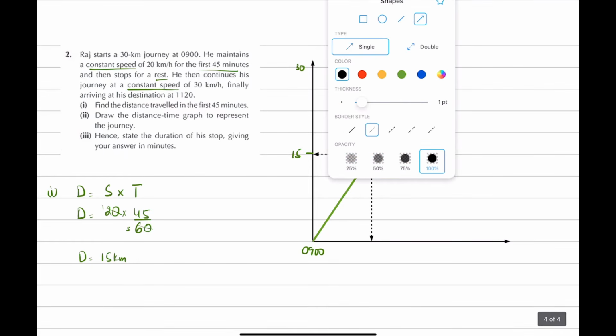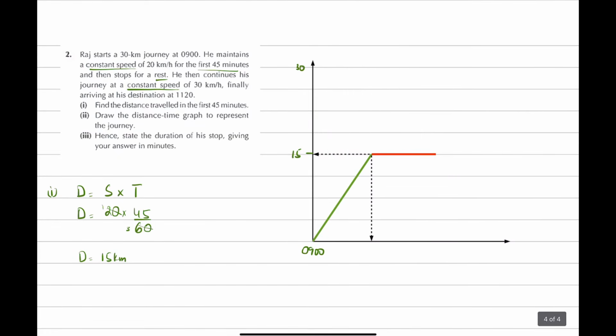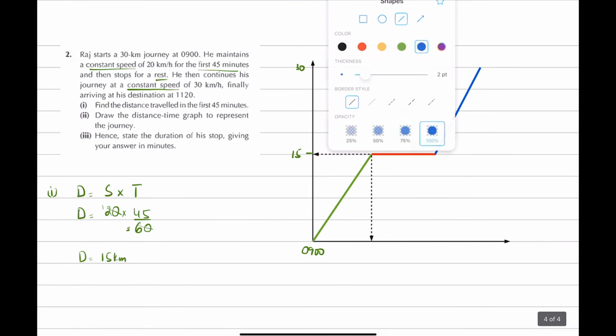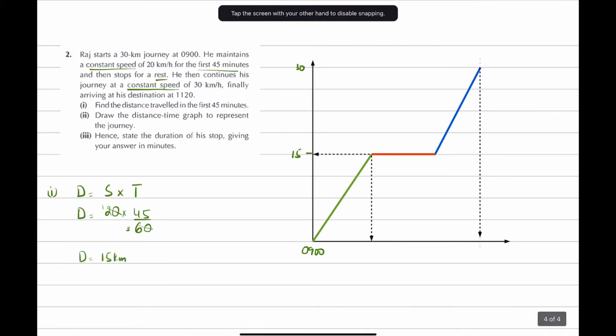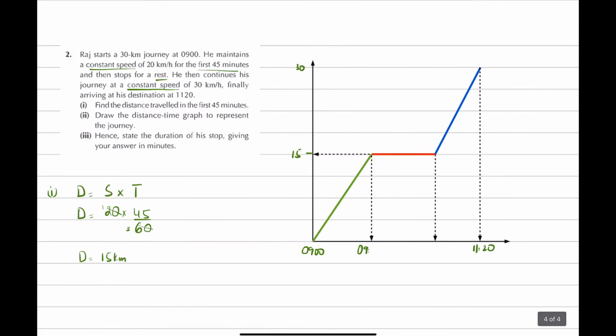What we do know is that the remaining part of the journey he covers at a constant speed, and when he eventually ends his journey, it's 11:20. Okay, so that means now we have to work backwards. Okay, now let me tell you what I mean by that. So here's what we know. We know that by the time his journey ends, it's 11:20. Okay, and up until here, it was 9:45.